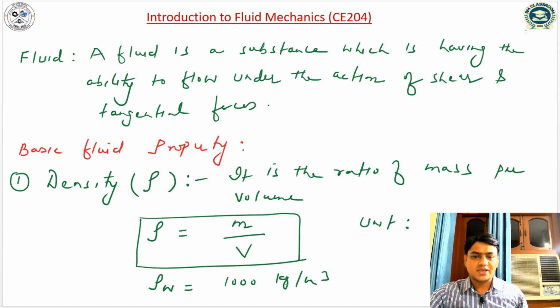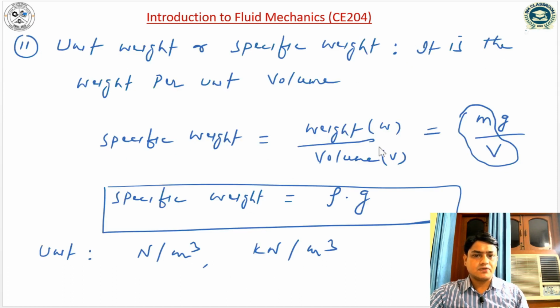Similarly, the second basic fluid property is the specific weight. There is a little bit of difference between density and specific weight. Specific weight is the ratio of weight per unit volume. Density is mass per unit volume and weight is equal to m into g. So specific weight is equal to weight per unit volume, that is m into g divided by volume. And we have already discussed that mass per unit volume is the density. So specific weight is equal to density multiplied by acceleration due to gravity g, and the unit is Newton per meter cube or kilonewton per meter cube.